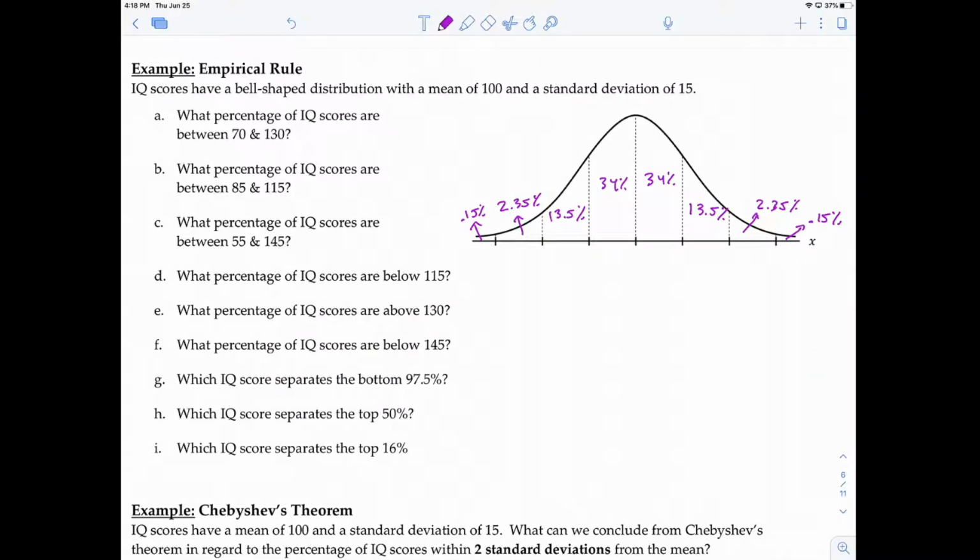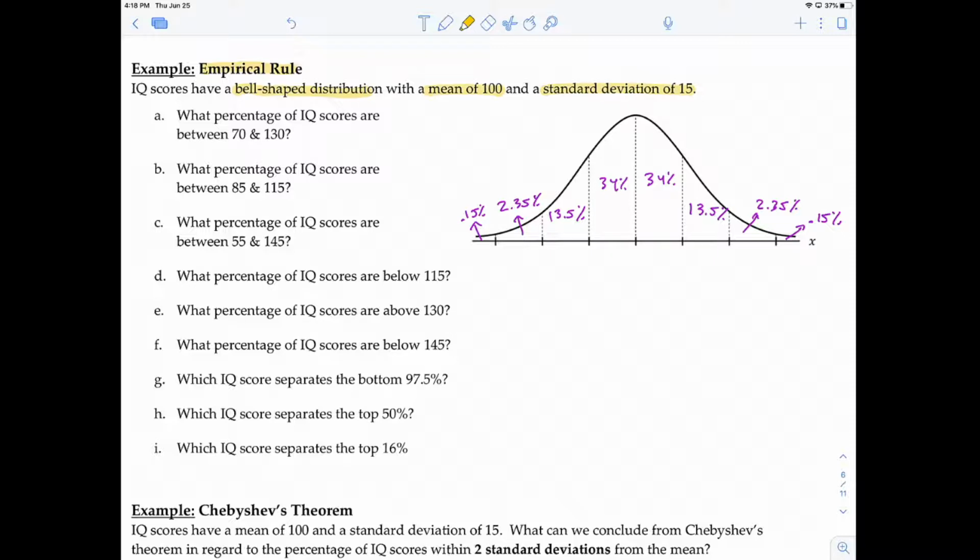Okay, having that on hand, let's go ahead and work out some of these problems in the notes here. It says IQ scores have a bell-shaped distribution, so we can apply the empirical rule, with a mean of 100 and a standard deviation of 15. Using the empirical rule, we're going to answer these questions.